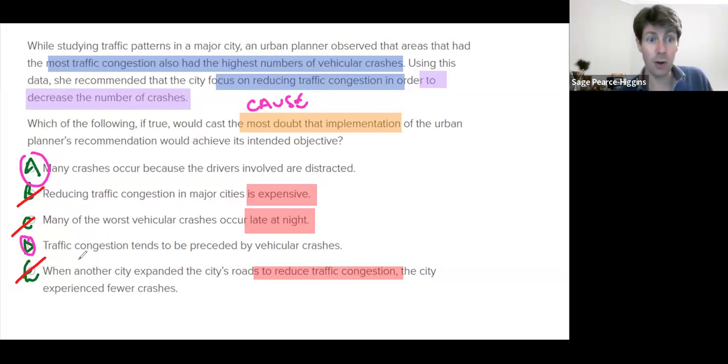Now, to go into D a little bit more deeply, if traffic congestion tends to be preceded by the crashes, i.e. the crashes are perhaps causing the congestion, then reducing the traffic congestion isn't necessarily going to reduce the number of crashes, because the causation actually goes the other way around. The congestion wasn't really the problem. The problem was that the crashes were causing the congestion in the first place.